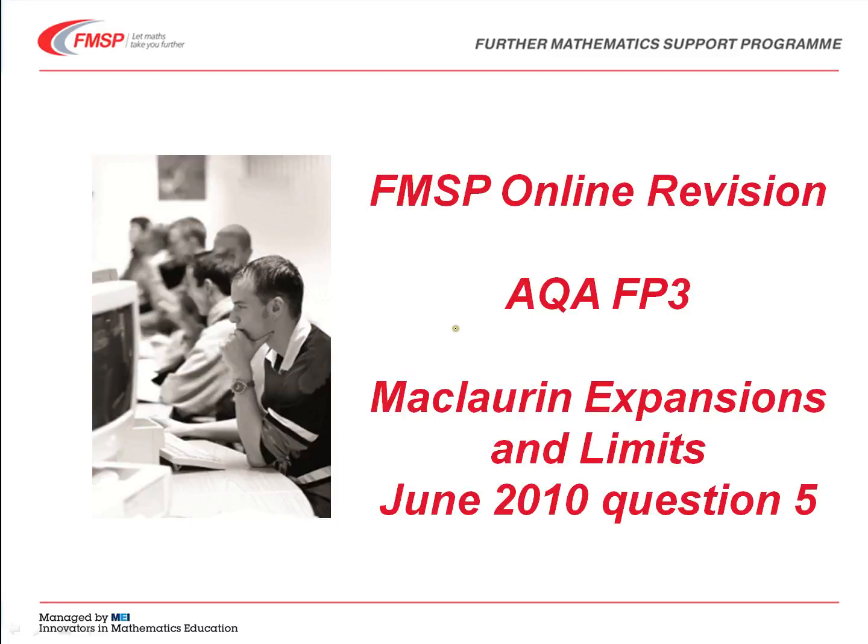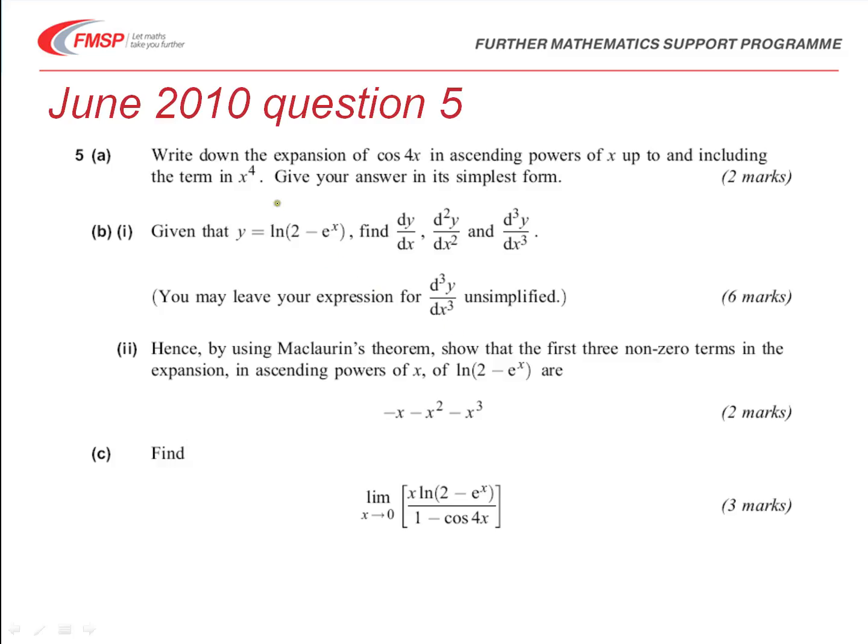Well, welcome to this online revision session for AQA FP3, in which we're going to look at the June 2010 question 5 on Maclaurin expansions and limits. You can see this question comes in three parts. The first part, A, we're just going to use the result of cos x as an expansion, given in the formula booklet, to work out cos 4x. Second part, we will use Maclaurin's theorem to actually determine the expansion of ln of 2 minus e to the x. And then finally, we'll bring those two results together to find the limit of this particular expression as x tends to 0.